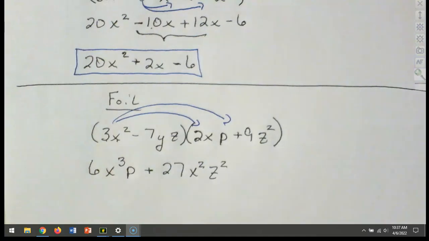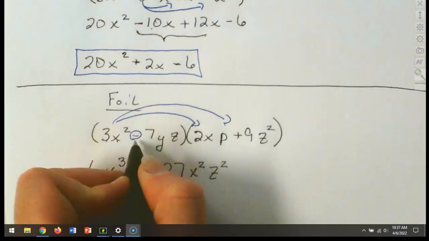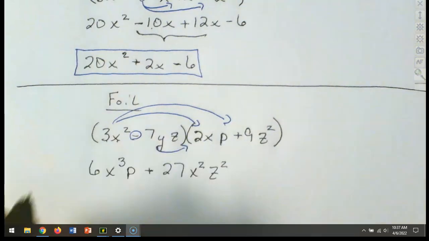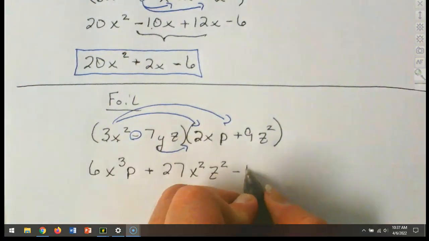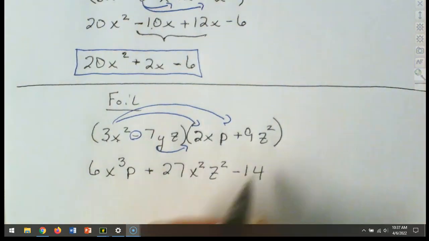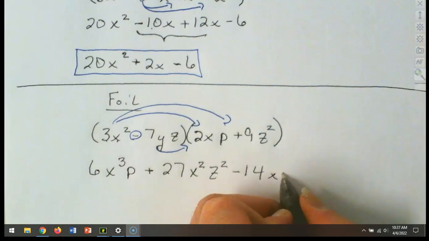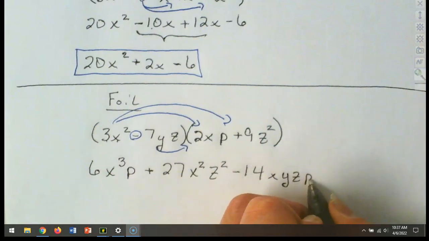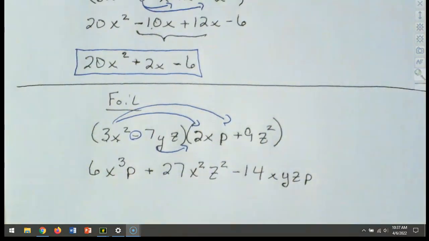Be careful with the insides because of this negative here. So those can go together. Negative 7 times positive 2. That makes it a minus 14. We've got an x, y, z, and p. Doesn't matter the order of the variables, just as long as they're all there.